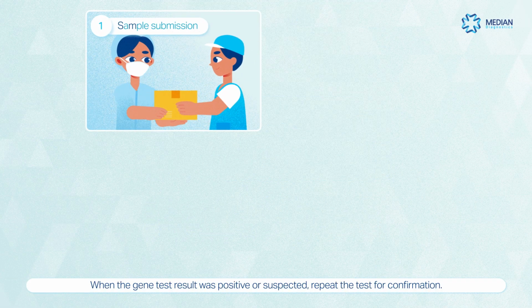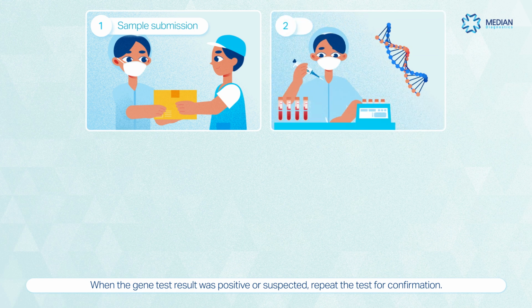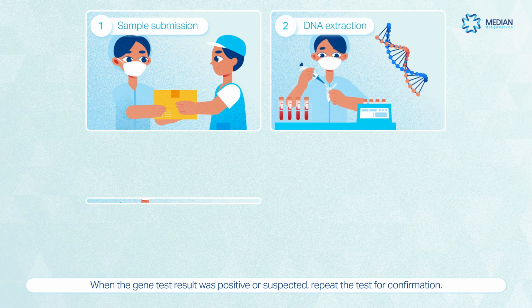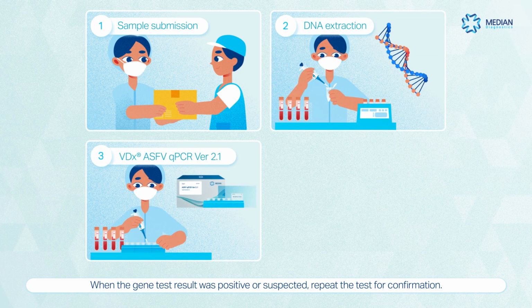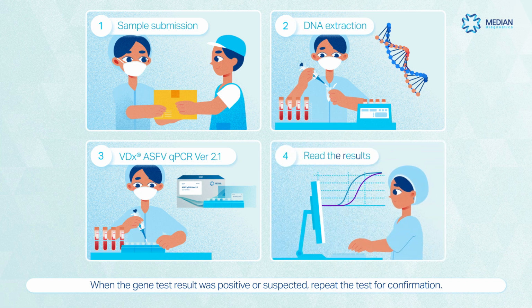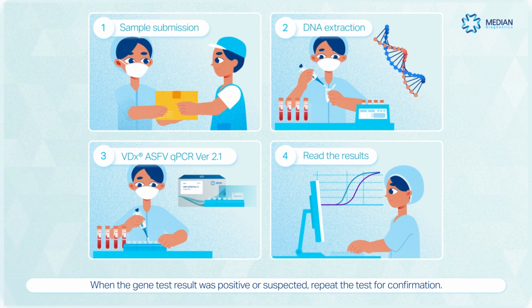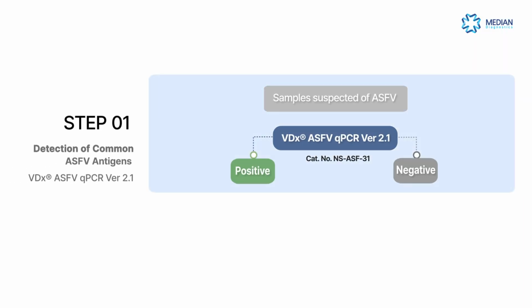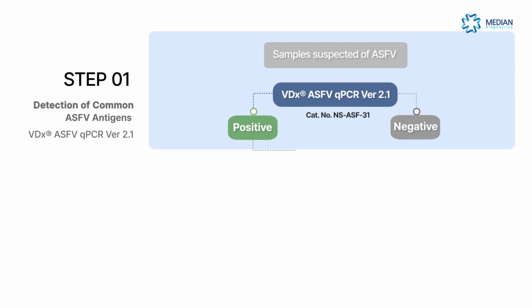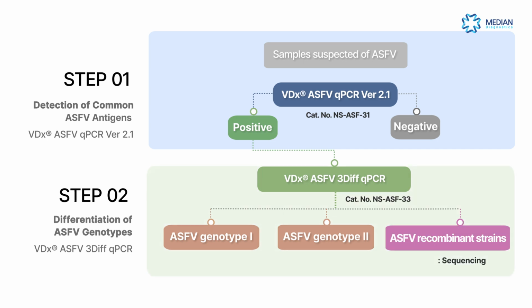If the genetic test shows a positive or suspected result, the sample is retested for confirmation. Samples confirmed positive by the ASFV qPCR version 2.1 are further analyzed using the ASFV 3-diff qPCR to differentiate between genotype 1, genotype 2, and recombinant strains of the ASFV.